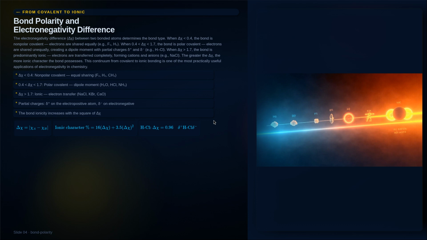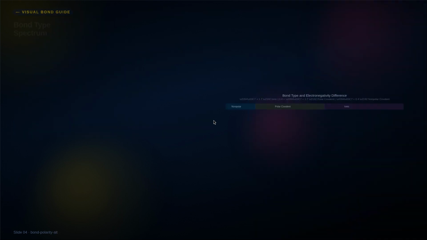When the difference exceeds 1.7, the bond is predominantly ionic, meaning electrons are transferred completely. Sodium chloride is the textbook example. The greater the electronegativity difference, the more ionic character the bond possesses.